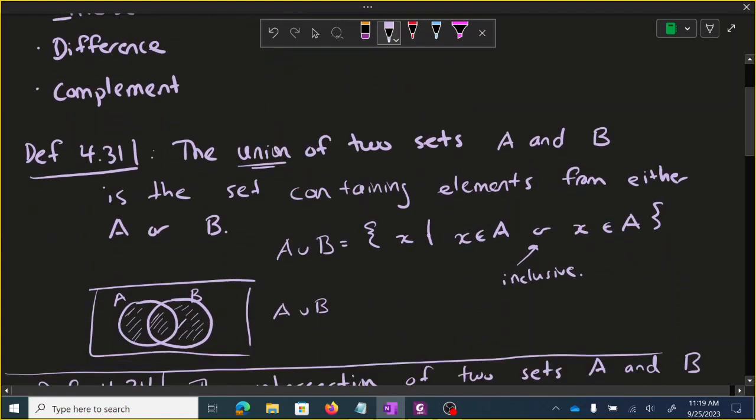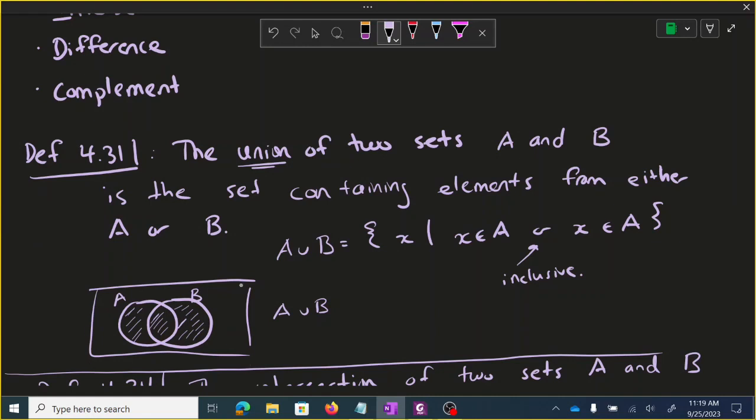Again, this section is a lot of definitions, so I just wrote them ahead of time. Pause the video if you need to write down the definition as well. So definition 4.31, we have the union of two sets, and you can think of this as the OR. Just like in logic with an AND and an OR, union is kind of like the OR. And it is the set containing elements from either A or B.